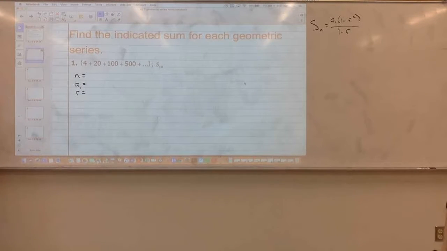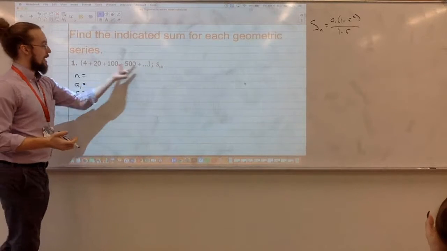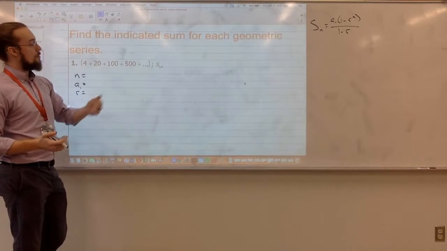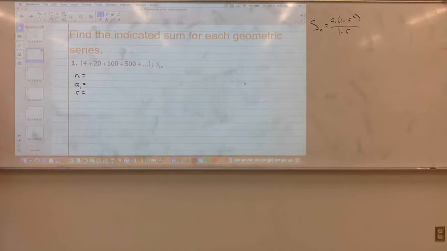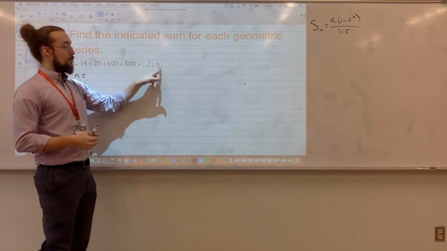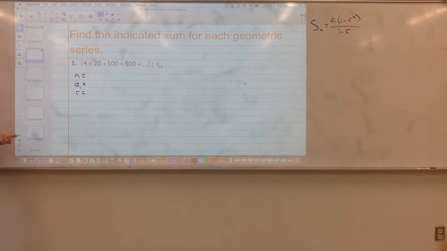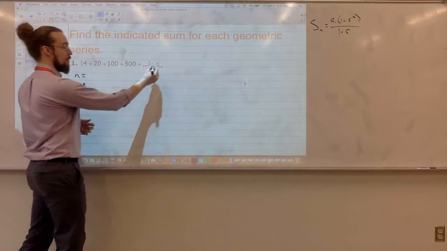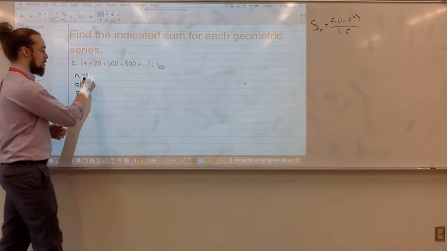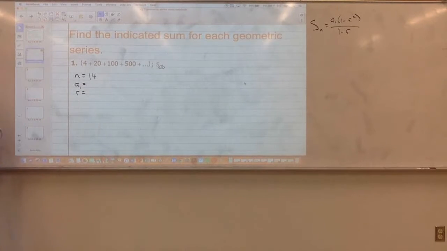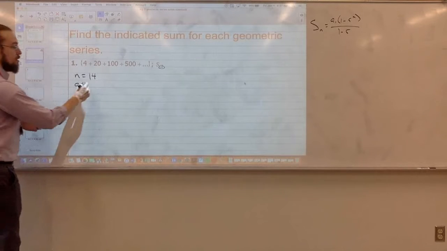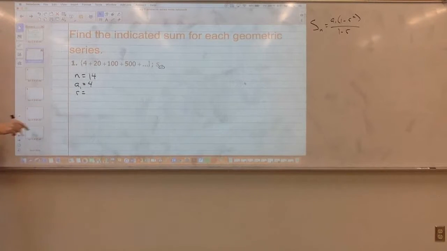So the way this problem is asked, it gives me the first 4 terms in this series. It tells me to find the sum of the first 14 terms. So that's my n value. If I want to find the sum of the first 14 terms, that tells me that n is 14. My first term then, you can clearly see, is 4.